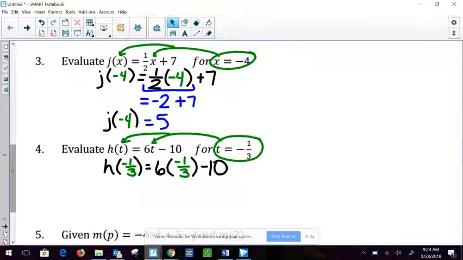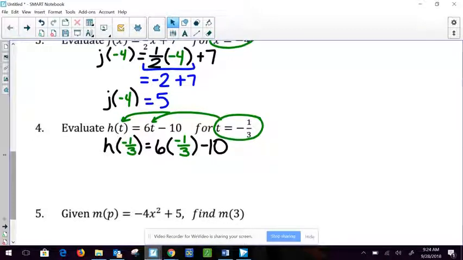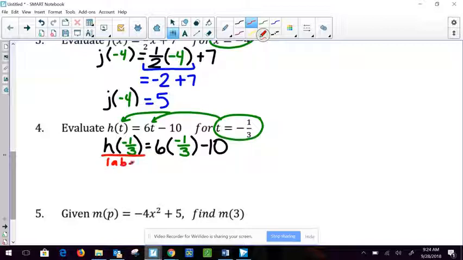Now I know some of you are probably getting confused at this point, thinking, how come we're not multiplying h times -1/3? That's not a multiplication problem on the left-hand side of the equation. This is simply just a label. It's nothing more than a label. So now looking at the right-hand side where I'm going to do all of my work in this situation, I need to do 6 times a -1/3.